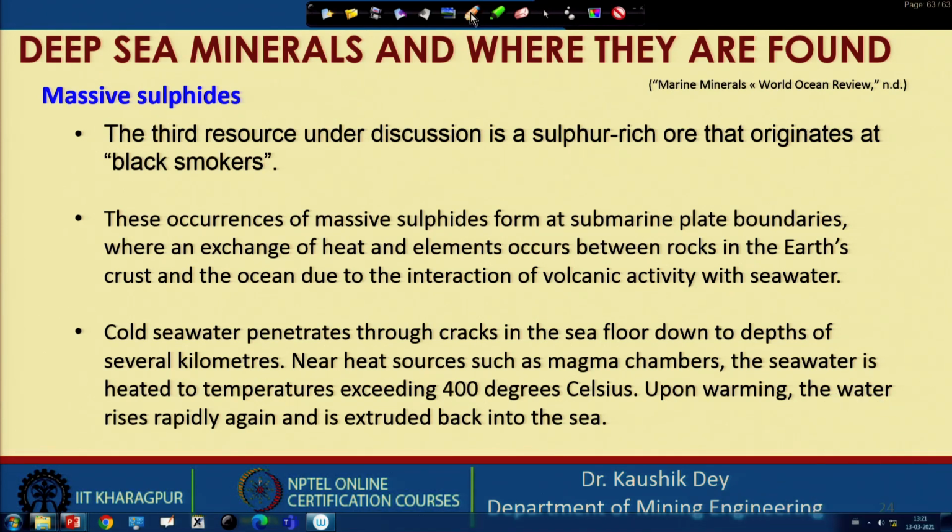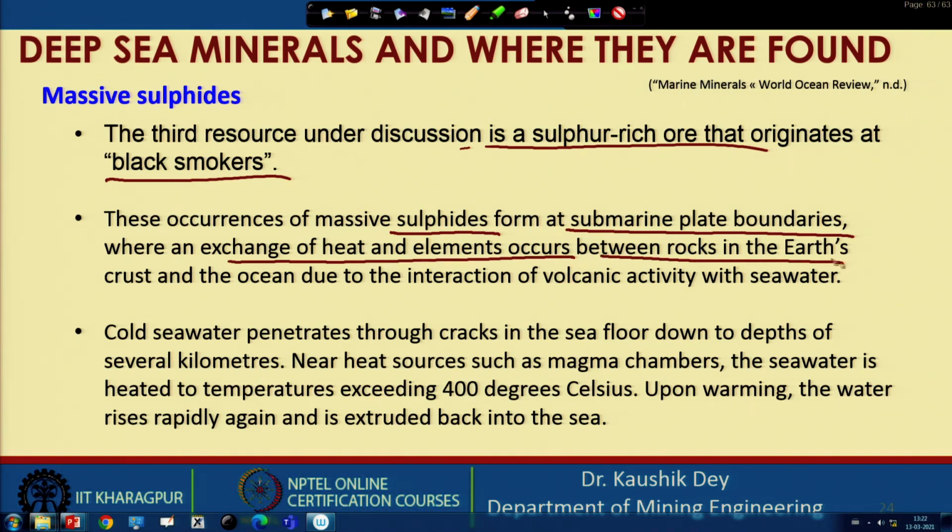Apart from that, we have massive sulphide deposits, and you know the sulphur also occurs in the sulphur-rich black smokers area. It is understood that most of the metallic sulphides are available here at the submarine plate boundaries, where the exchange of heat and elements occurs between rock in the earth's crust and the ocean due to the interaction of volcanic activities with sea water.